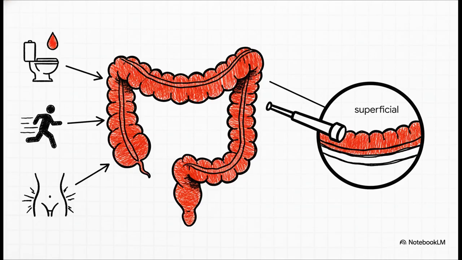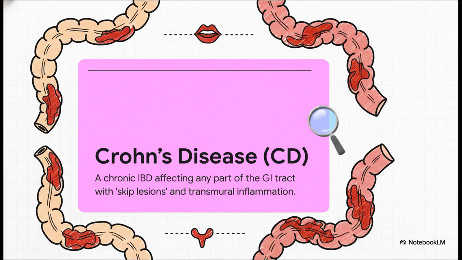To confirm the diagnosis, you need a colonoscopy with a biopsy. And what you're looking for is that classic finding: continuous, superficial inflammation with absolutely no signs that it's gone deeper into the bowel wall. Okay, now let's talk about Crohn's disease.